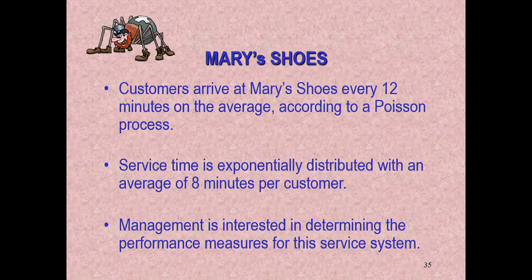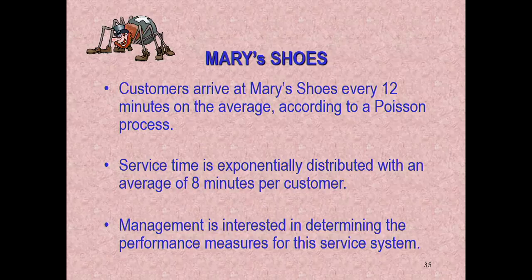So Mary's shoes, customers arrive at Mary's every 12 minutes on the average. So it's giving that to us according to a Poisson process. It's giving us an inter-arrival time. So it says 1 customer arrives every 12 minutes. Now what I'd like to do is make that a rate per hour. Okay, I want to make that a lambda. So I want to say how many per hour. So how do I get there?